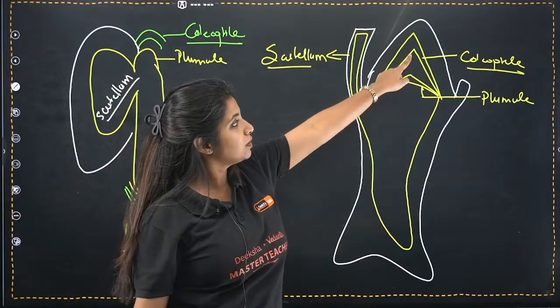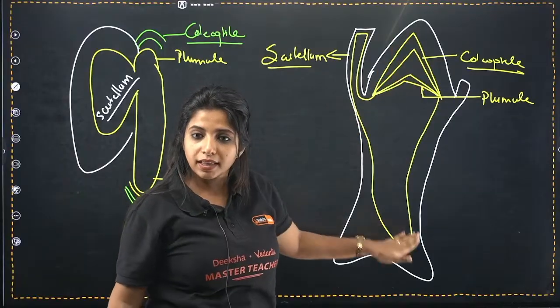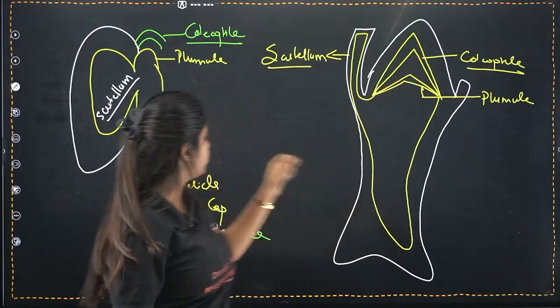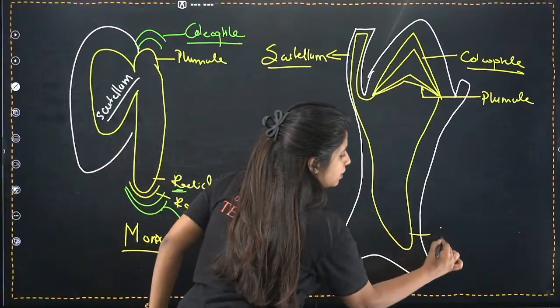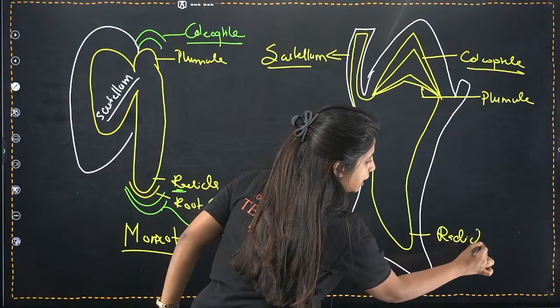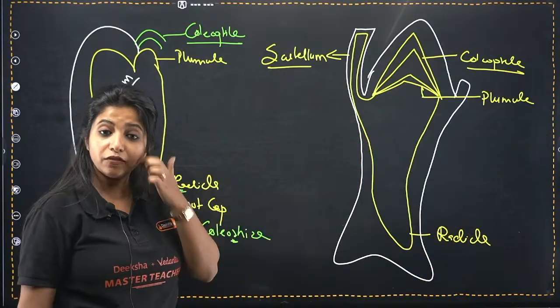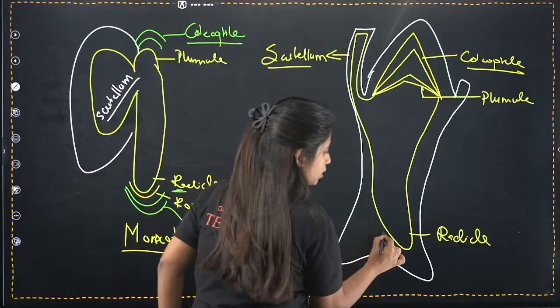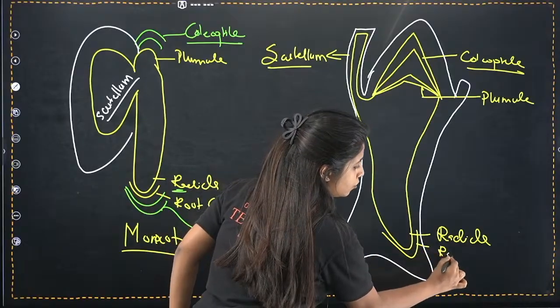This is your plumule, this is your coleoptile. Over here in the lower corner of the plumule, what do you have? You have the radicle. So let's make the radicle. This is your radicle. Okay, ma'am, radicle is covered by the root cap, right? Okay, make the root cap then. This is your root cap.